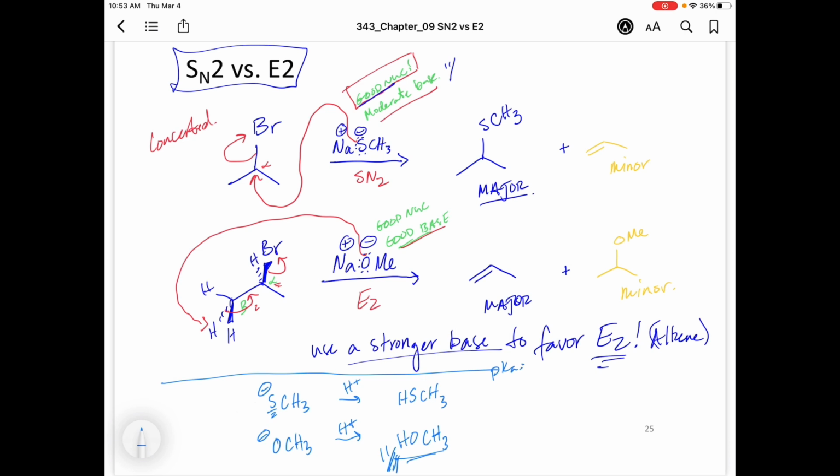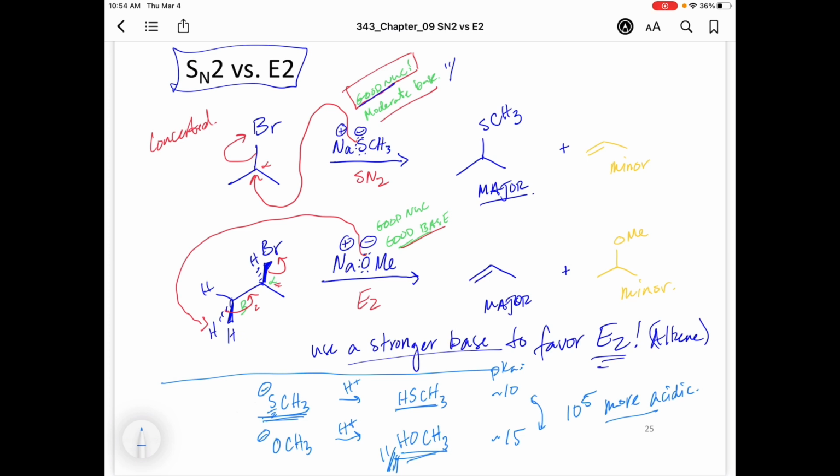Okay, so pKa of these. All right. pKa of a thiol, this is around 10. pKa of an alcohol here is around 15. Now, this isn't just 5 points difference. This is 10 to the 5 times more acidic. Now, remember when we've talked about acid versus base chemistry, when we have a stronger acid, the base is going to be a weaker base, okay?